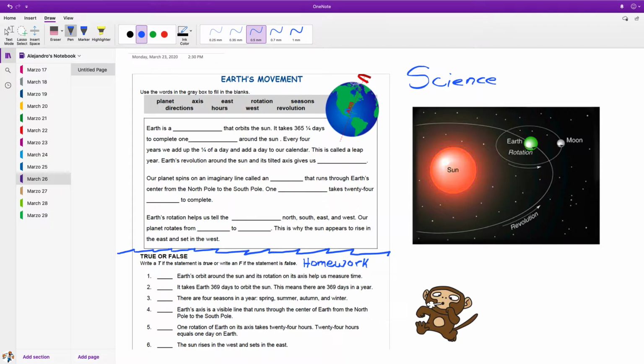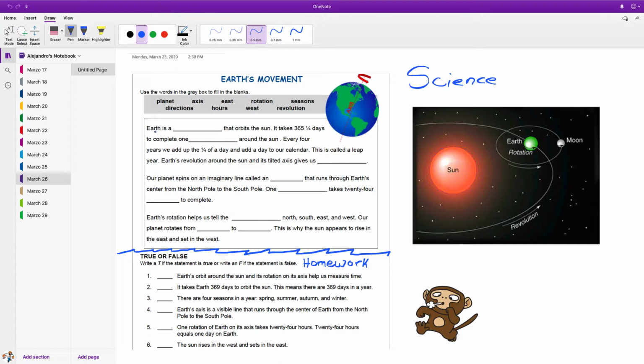Seasons, yes, we talked about the 4 seasons of the year. Directions, we have north, south, east, and west. Hours, we know what that is. West, direction, and revolution. We said that it takes 365 days to make a full revolution, right? So we know the meanings of all the words, and now we are ready to start.